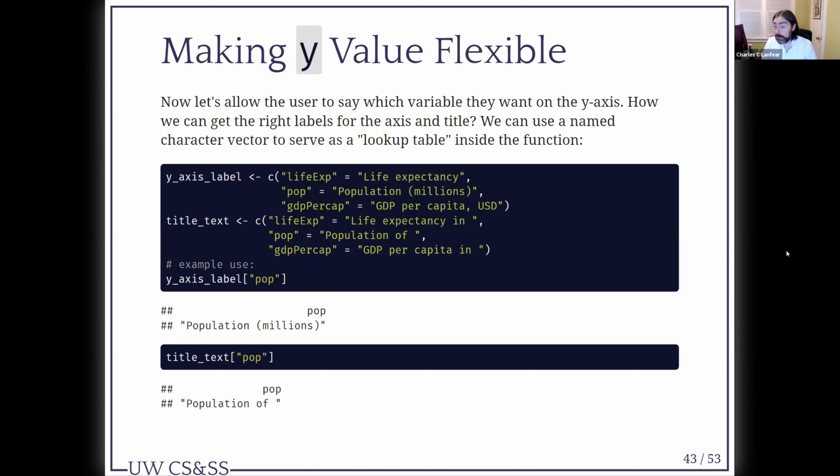The next thing, though, is we have to do something substantially more complicated. We need to make it so the Y variable is flexible too. So we need to make it so the user of this function can specify a variable to put on the Y-axis and then fix the axes and the title, right? So to do this, I'm going to use a named lookup table inside of the function. I'll show how that works in a second.